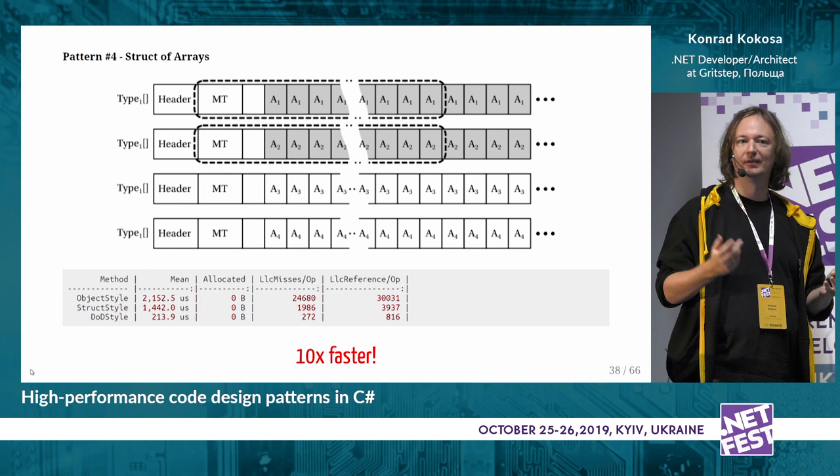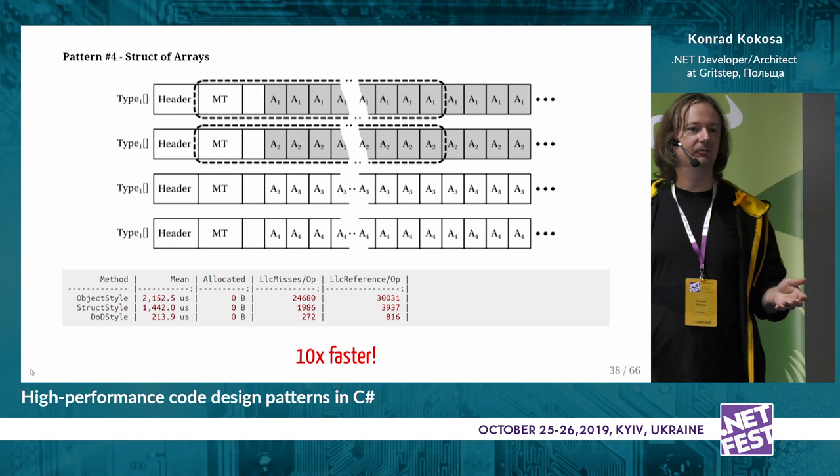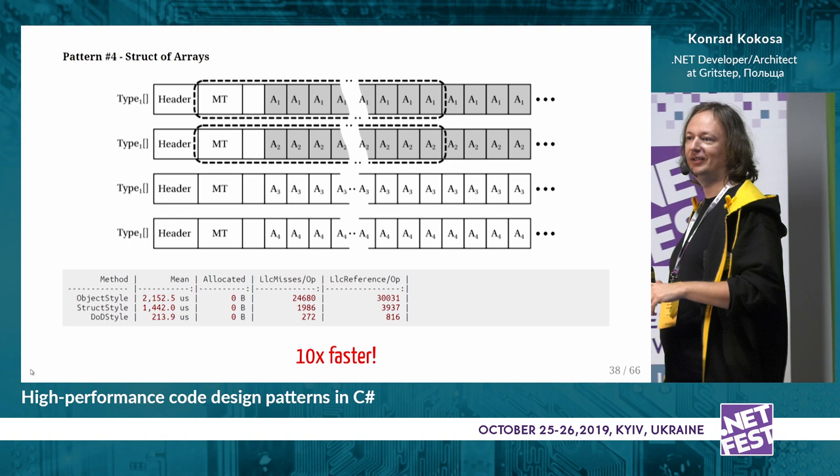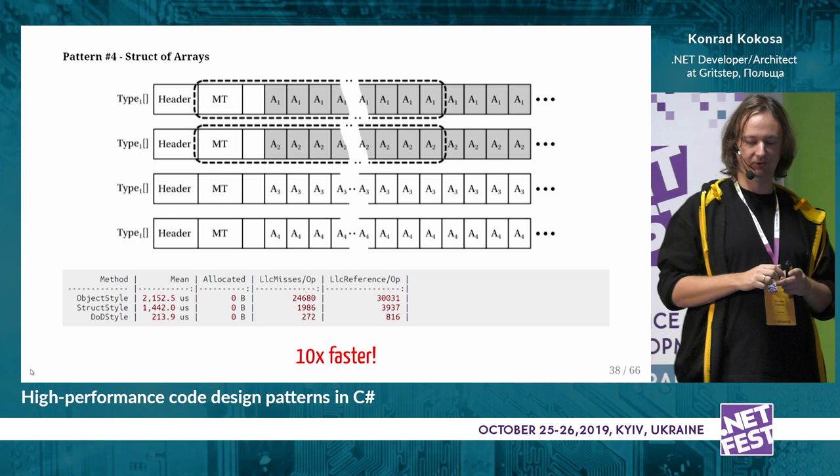And obviously, I don't want you to leave now with the feeling that you have to change every design in your code from good object-oriented design into plain arrays. But you have those small parts of your applications where high performance is really important. This is the place where you can think about making such changes. 10 times faster, for me, is quite a big benefit.